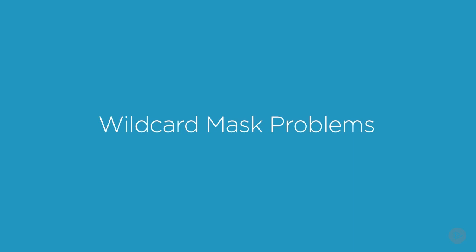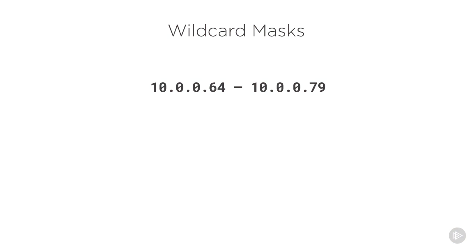We'll start with these wildcard mask problems. Wildcard masks are really cool. They've been around forever, really since the dawn of IP addresses. And the issue that we run into with wildcard masks is that they don't always select the exact range of addresses that we're looking at.